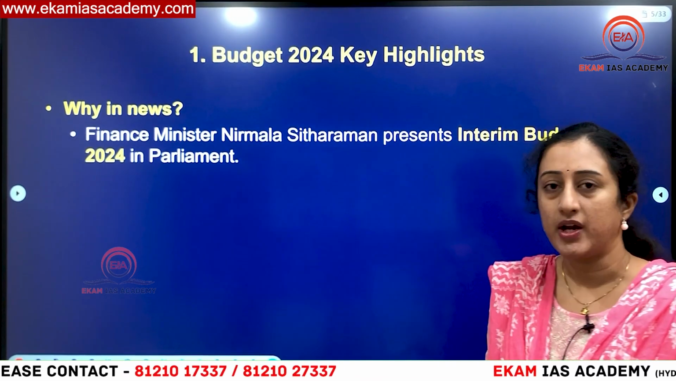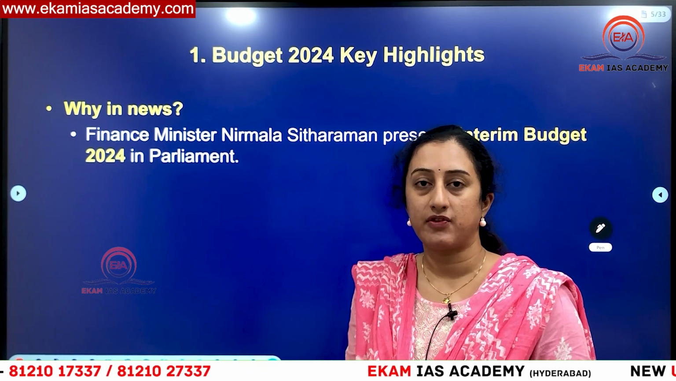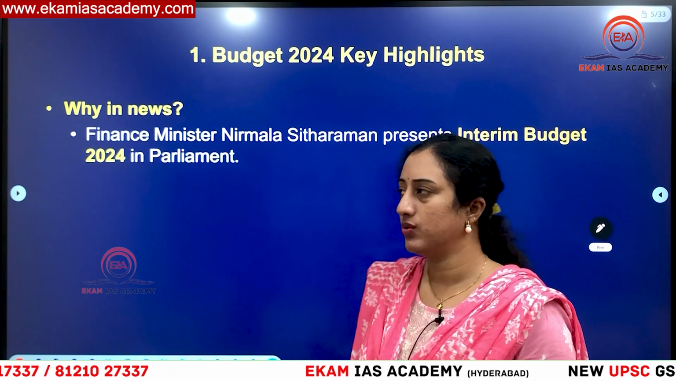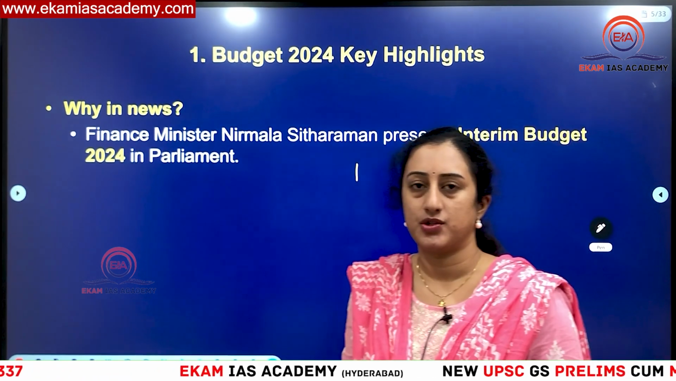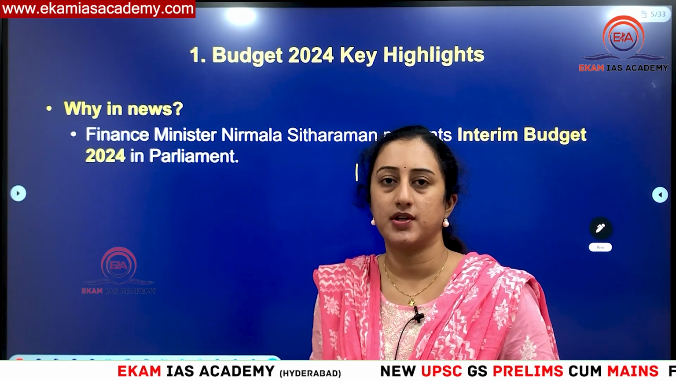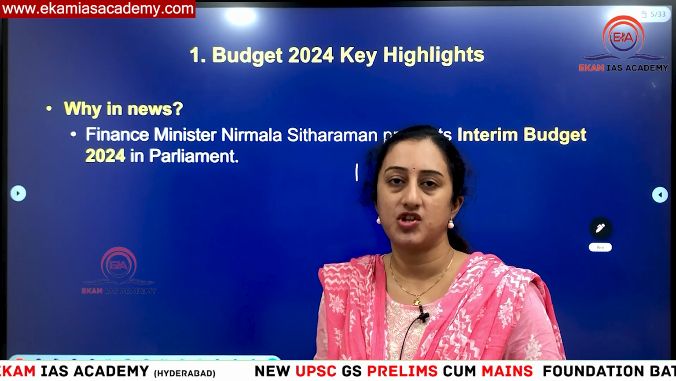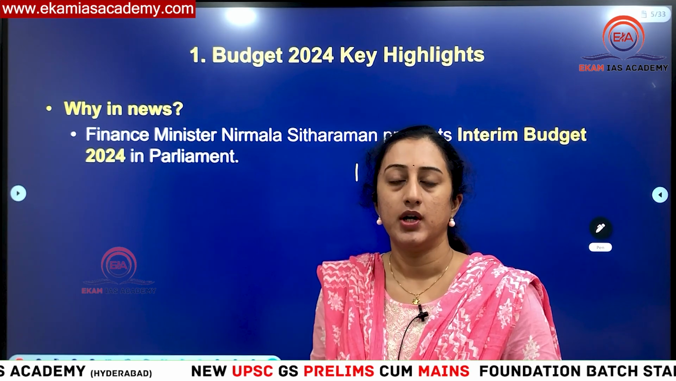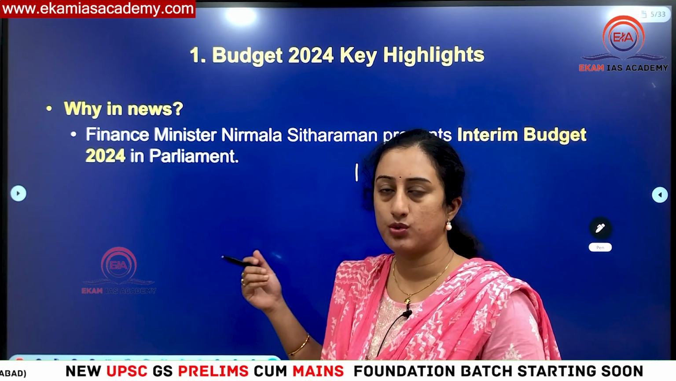So today our finance minister Nirmala Sitharaman has presented the interim budget in the Lok Sabha. Okay, so normally an interim budget is like a temporary budget. It is not a full-fledged budget, and it is presented for a shorter period, because in the coming elections there may be a change in government.